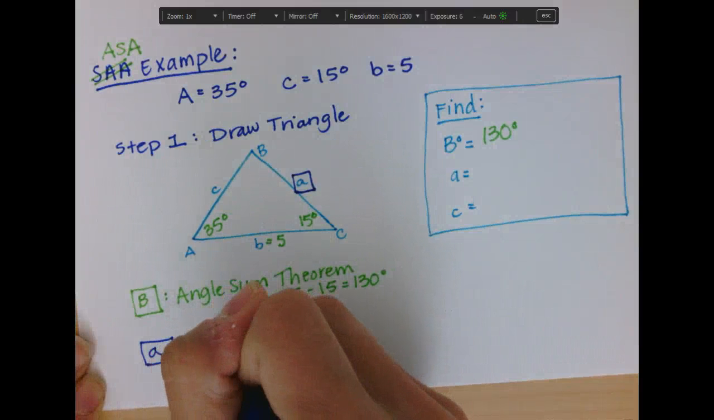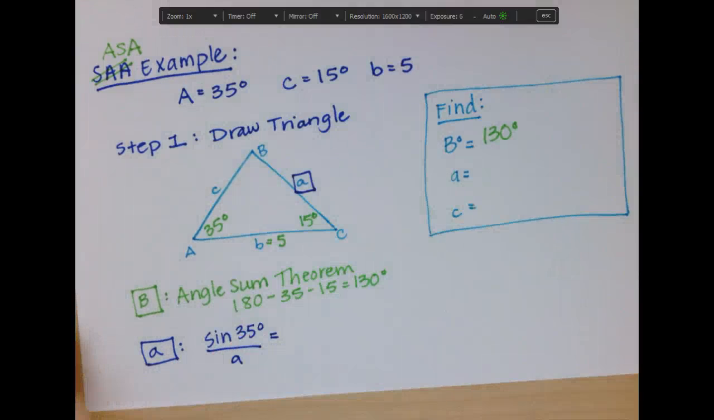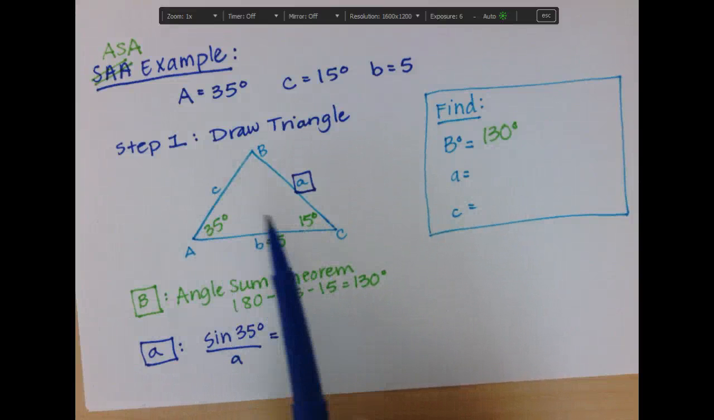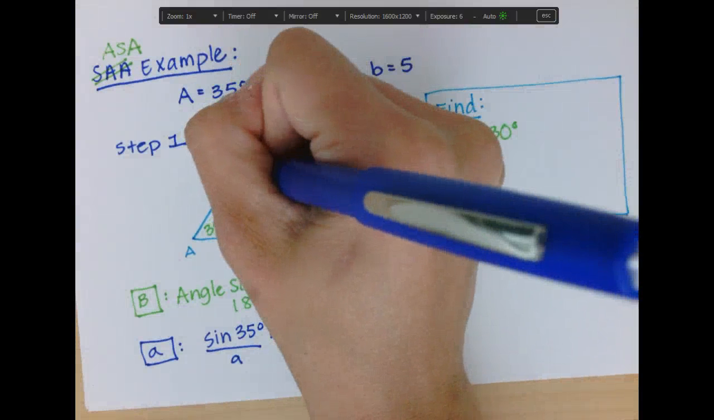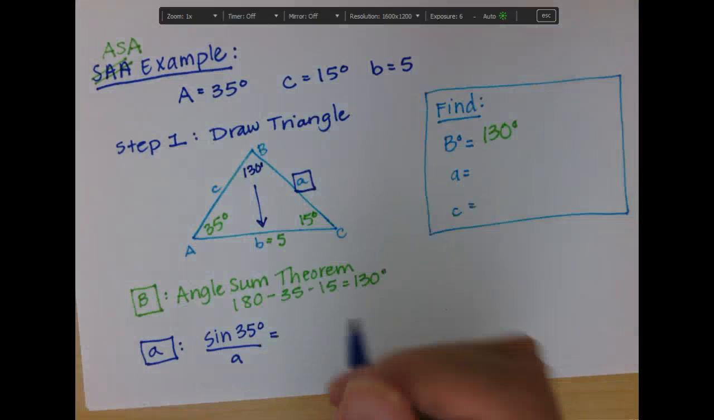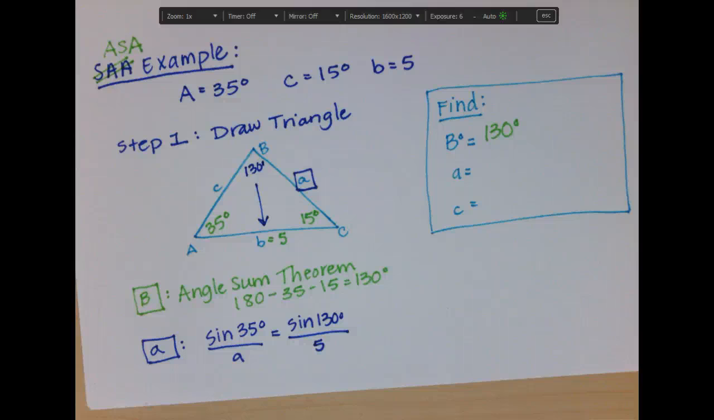So we can write a ratio, the sine of 35 degrees over A. The law of sines says that we need to set that equal to another ratio of the sine of an angle over its opposite side. But in this case, we wouldn't want to use angle C and side C because we'd get another variable, which isn't helpful. So instead, we would want to use the 130 degrees that we found for angle B and its opposite side 5, because that way our equation will only have one variable in it.